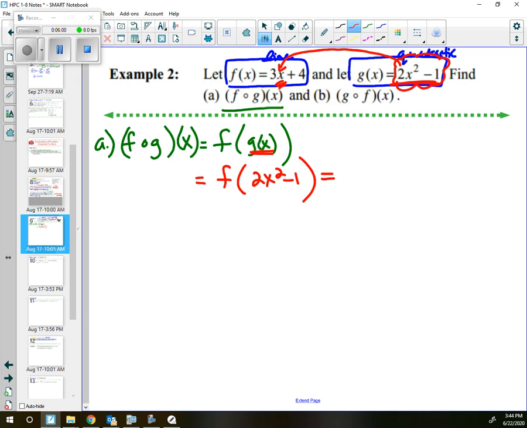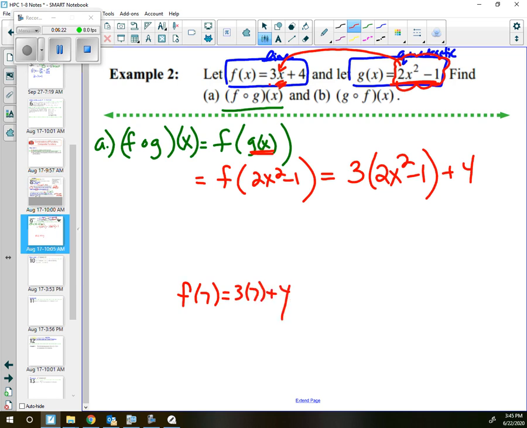So what does the rule for f say? It says 3 times what you substitute, plus 4. So that means 3 times what I'm substituting, which is all of g of x, and then plus 4. If it's easier to imagine, think of what you would do for f of 7. You'd be doing 3 times 7 plus 4, right? Well, this is no different. It's just that instead of substituting a 7, you're substituting an entire rule, all of g of x. So it's really the same process. It's a substitution.